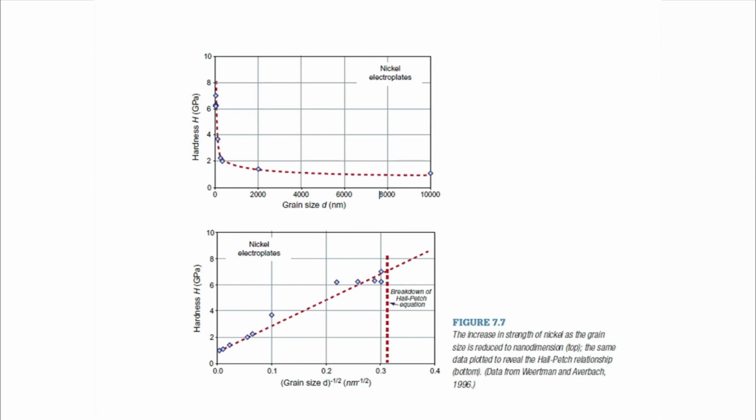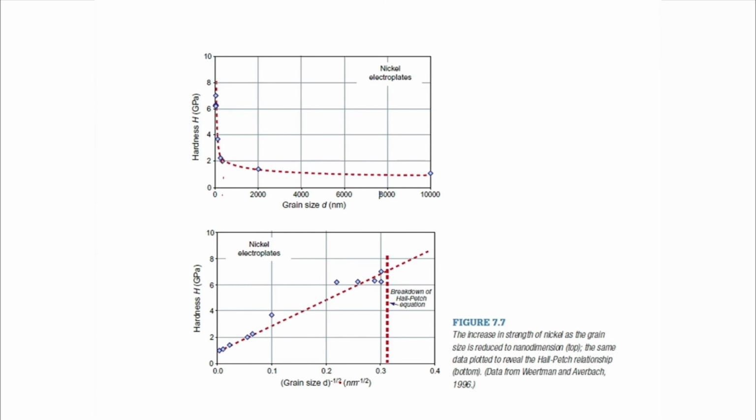This is electrodeposited nickel, and as you can clearly see, the grain size is still about 2000 nanometers and does not change much. But then at about 100 nanometers, the hardness shoots up from 2 GPa to about 8 GPa. That is about a 4 times increase of hardness, correct? This can also be plotted as a function of d to the power minus half. You have to see whether the Hall-Petch equation is valid or not. It is found that the Hall-Petch equation is valid till a value of d to the power minus half of 0.3, above which the Hall-Petch equation breaks down.